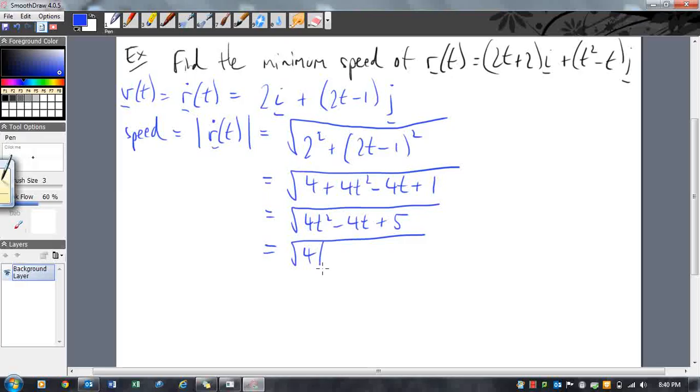So I'm going to take the 4 out the front. We're going to have t squared minus t, I hear you saying. So negative half divided by 2 is negative a quarter, plus 1/4 to complete the square. We've actually added 1, so we're going to subtract 1, and we've still got that plus 5 sitting there down the back. So that's equal to the square root of 4(t minus half) squared plus 4.